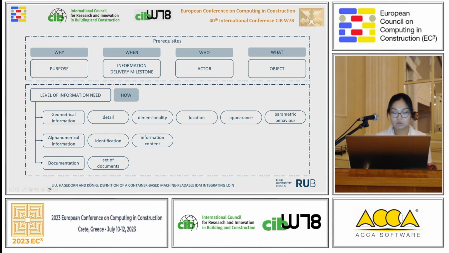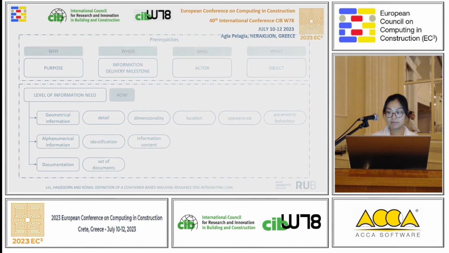So the first part contains the contextual aspect of information. It provides the answer to the question why and when should which information be exchanged by whom. And the second part is for the definition of the concrete information need, in which the geometrical, alphanumerical information and the related documents can be specified.